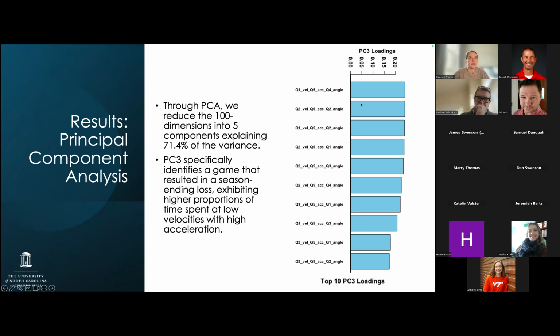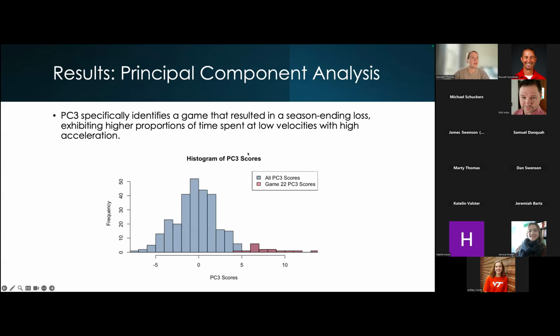And you can see this here with the PC3 loadings. We see very high loadings. These are the top 10. They're all in pretty low velocity, high acceleration for all different angles. And we can see this even further in looking at the histogram of the PC3 scores. So if you isolate this one game, which was actually their last game of the season, they are all much higher than the PC3 scores for the rest of the games.